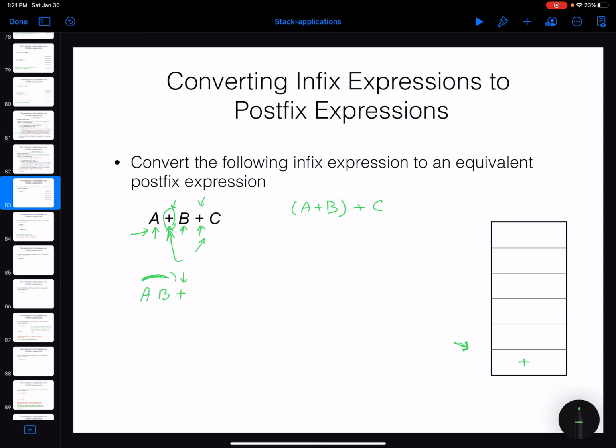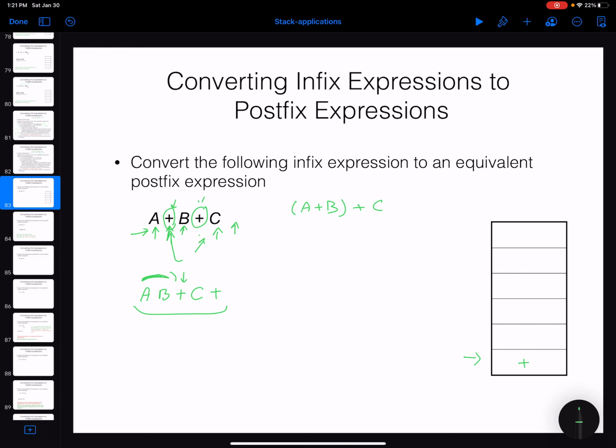Okay, let's continue. This plus has been popped and has been inserted in the output, right? So the content of the stack is empty. Then you push this plus inside the stack. Okay, the next token that you see is going to be C. It is an operand. You would write it here. You reach the end of the string. So you look at the stack. All of the operators in the stack will be popped and concatenated to the output. There was only one plus, which will be removed, and this is going to be the result. Everything has been done properly.